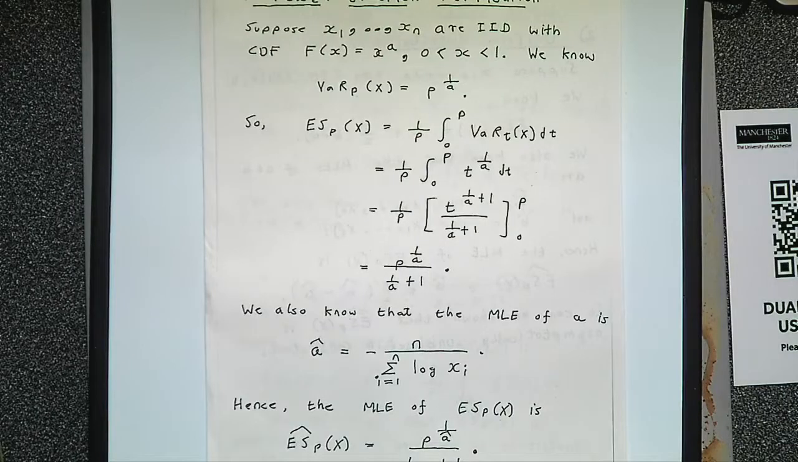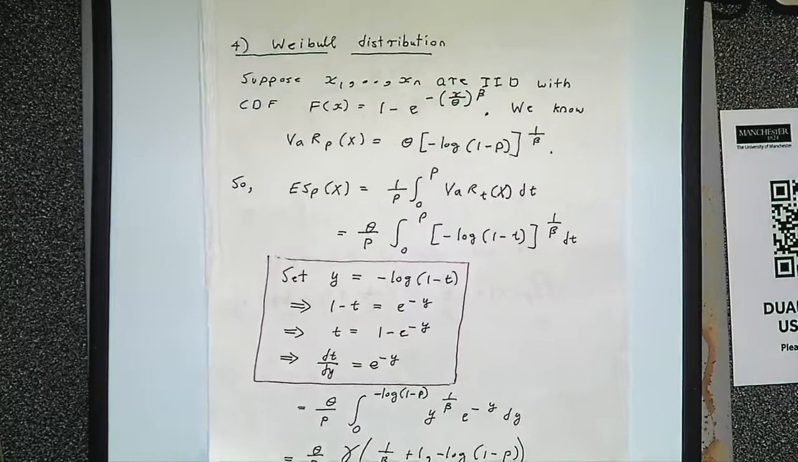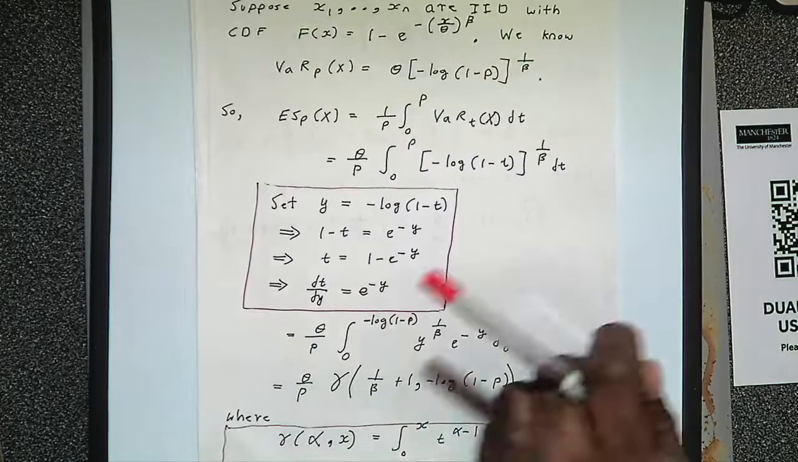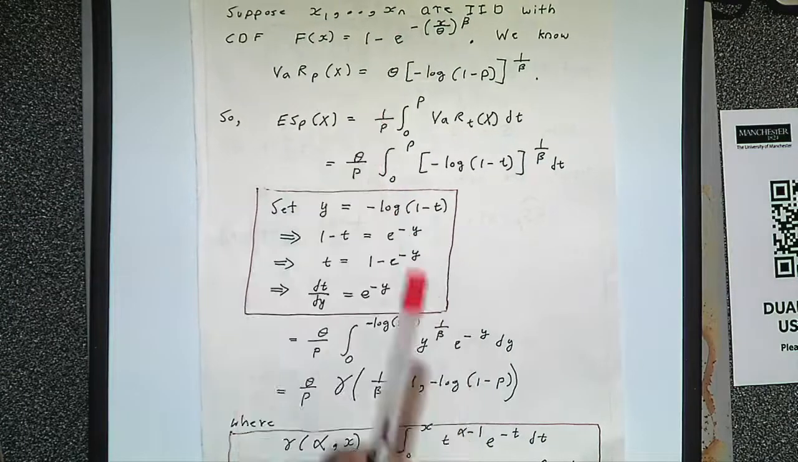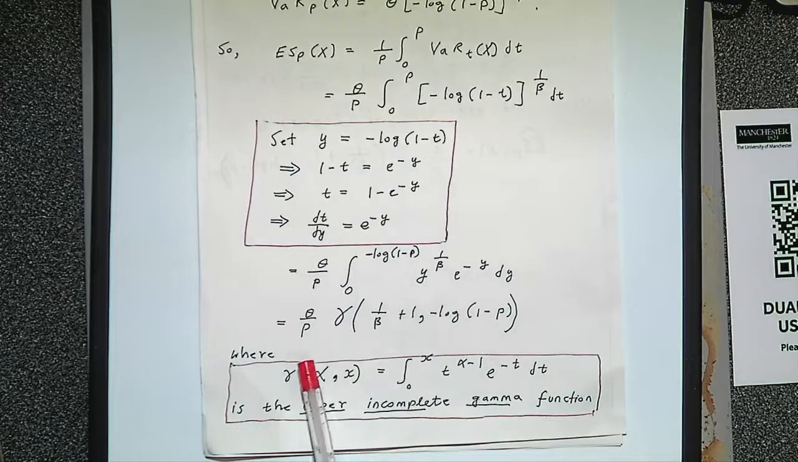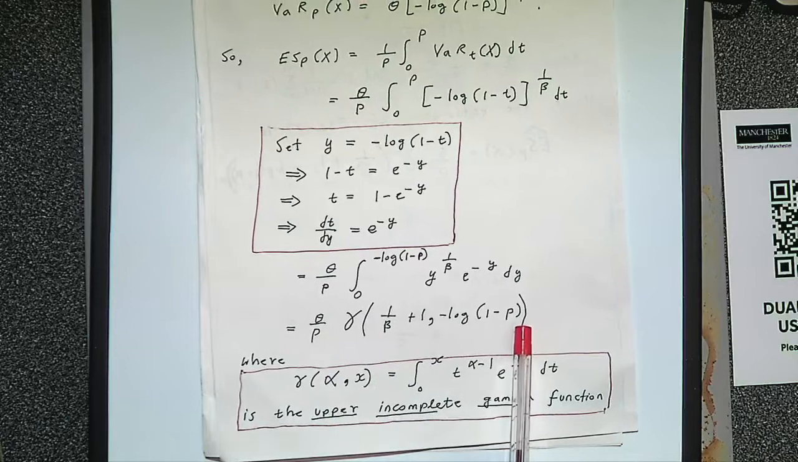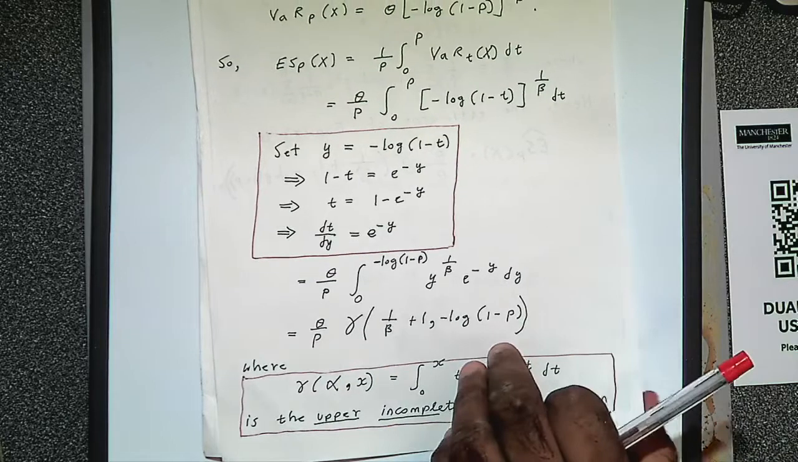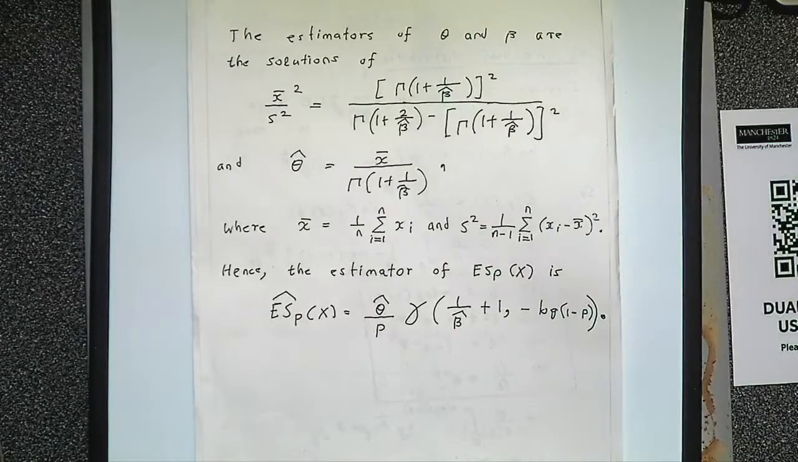Number 4, so that's number 3. Number 4 is the Weibull distribution method. I think I did this as an example in the tutorial last week or the week before last week, and for this CDF, the formula for the expected shortfall is given by this, right? All right, this is the formula for the expected shortfall, and there are two parameters, theta and beta, and it can be shown. I don't expect you to know that.